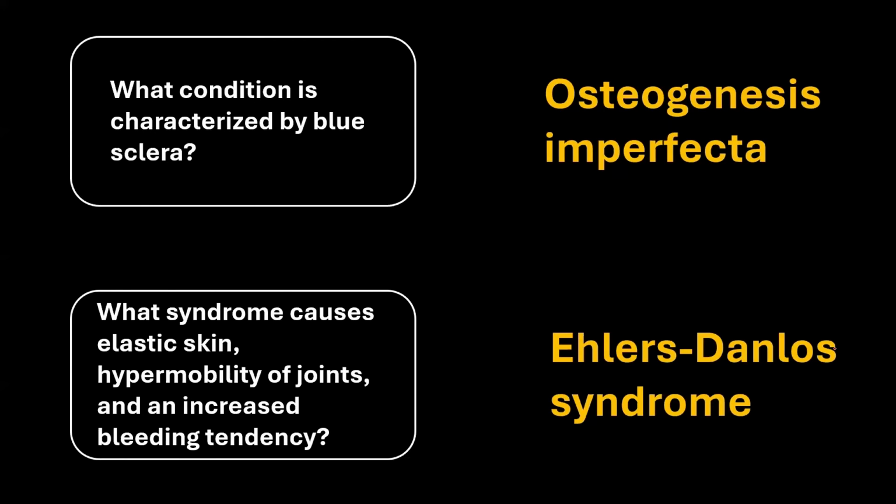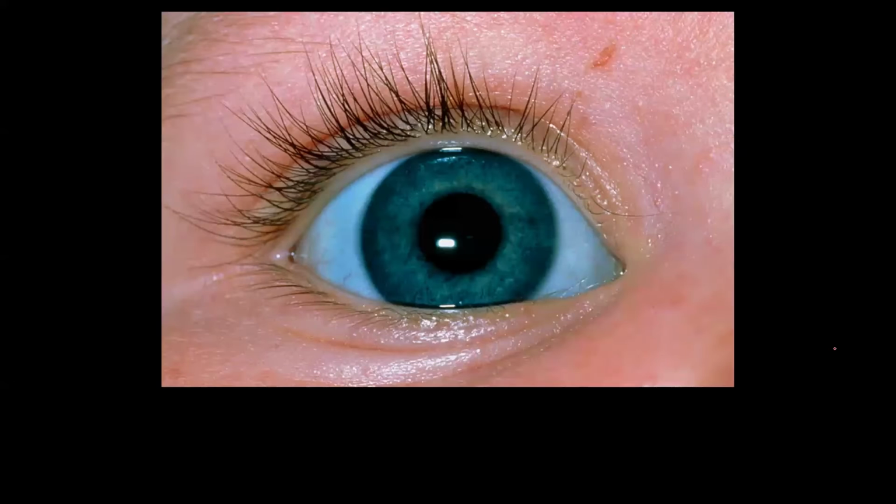I think it's usually type 3. Yeah, type 3. Perfect. So that involves the vasculature. Perfect. All right. This is an example of blue sclera again, OI.